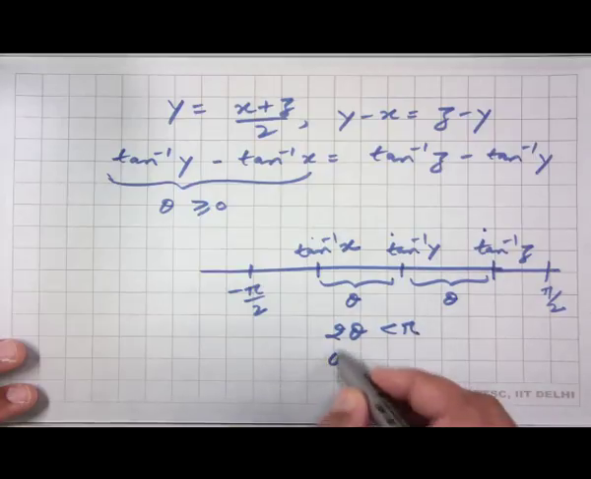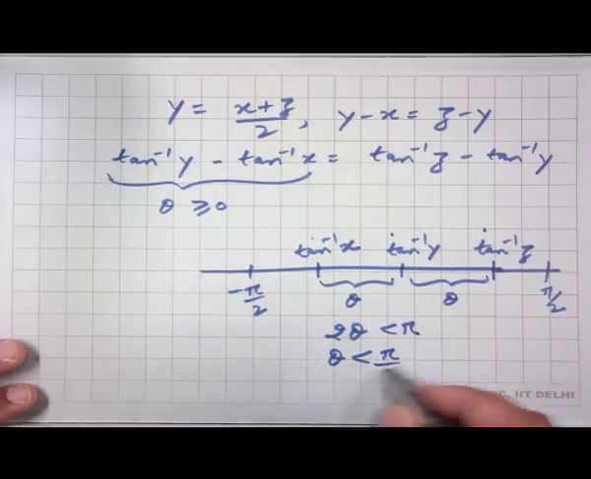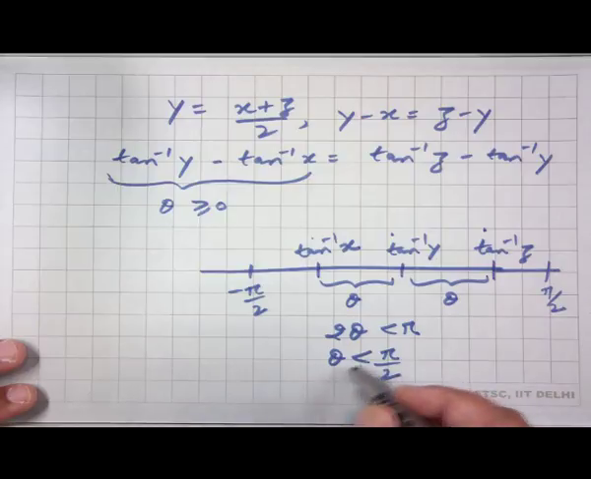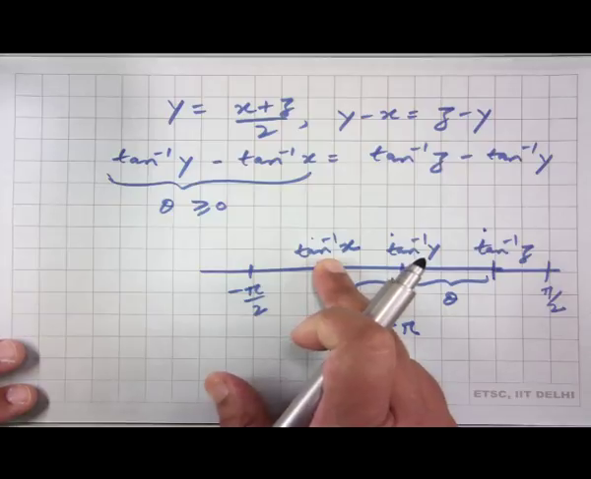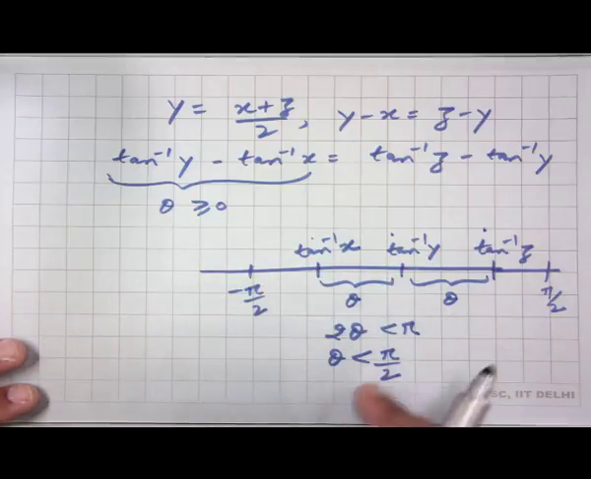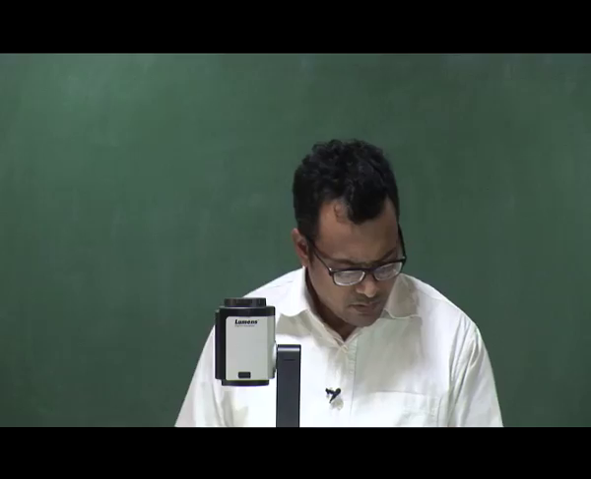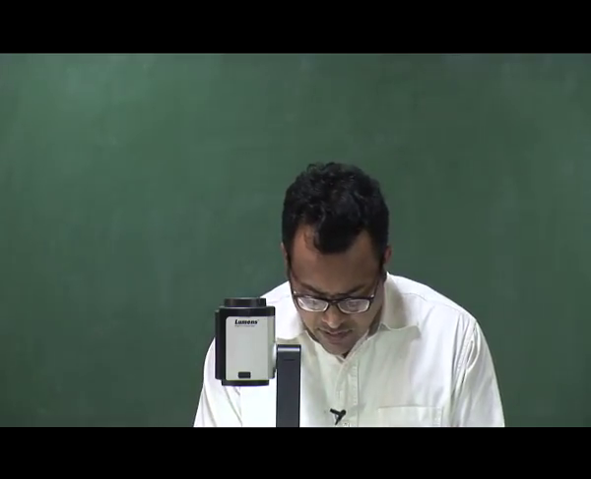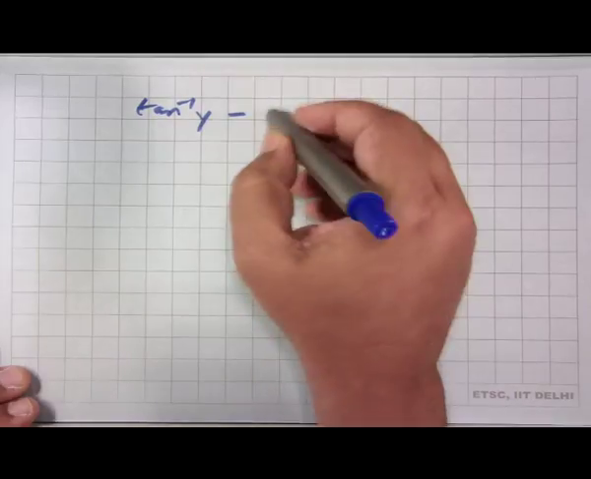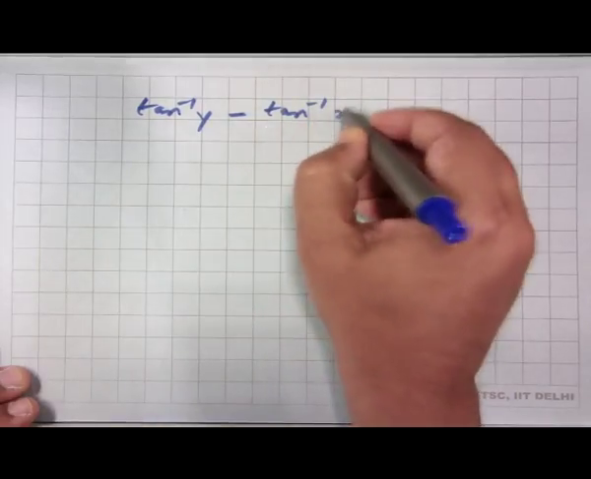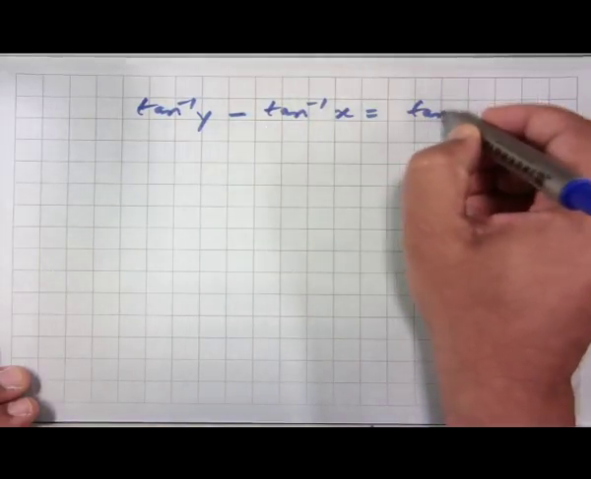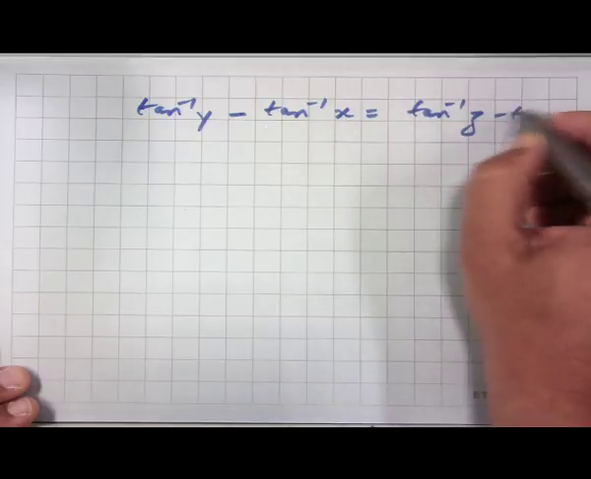and therefore, it is clear that theta should be less than pi by 2, because the tan inverse function is actually an open interval. That is why we have strict less than here. So, essentially we have theta greater than or equal to 0 and less than pi by 2. Now, let us apply the tan function on both sides of this equality.